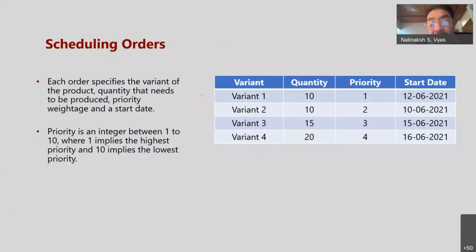I get an order with variant one, say Vande Bharat. Variant two is AC3 tier. This may be Shatabdi, and this may be some other thing. 10, 10, 15, 20 of them are required. The first one has a priority 1, 2, 3, 4. Start dates are given here: 12, 6, 21, 10, 6, 21, 15, 6, 21, 16. This is a typical order.